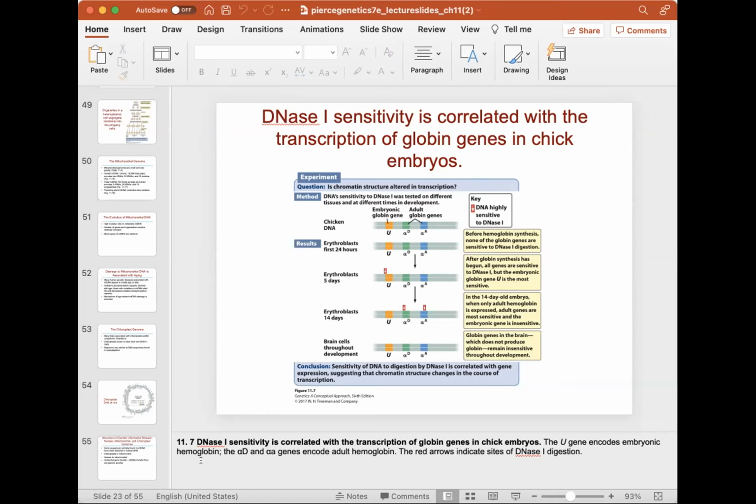Okay. All right. Yeah, it says at the top, is chromatin structure altered in transcription? And I guess that's like you said, the tightly packed chromatin is unpacked and available for transcription, but not all at the same time, just for whichever gene is of interest. Yes, exactly. Cool. All right, thanks.